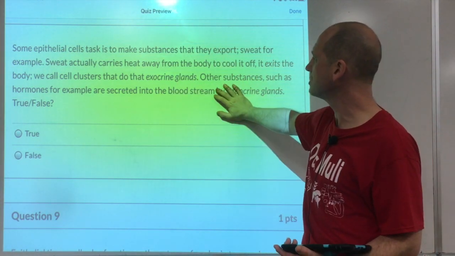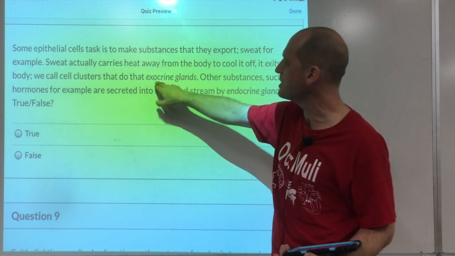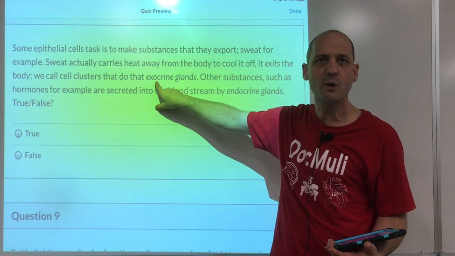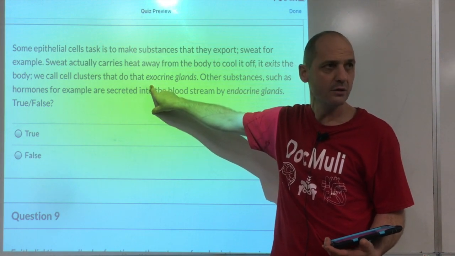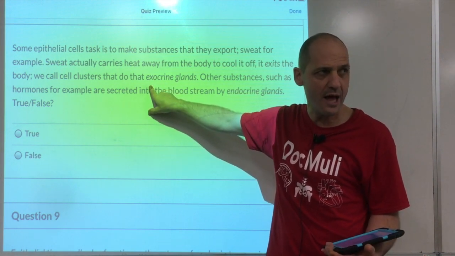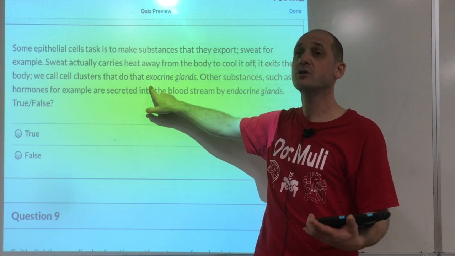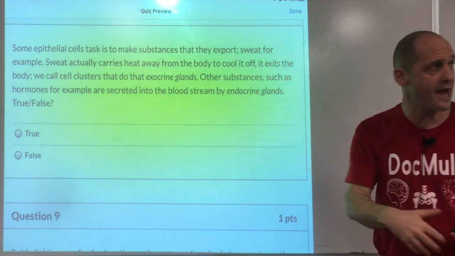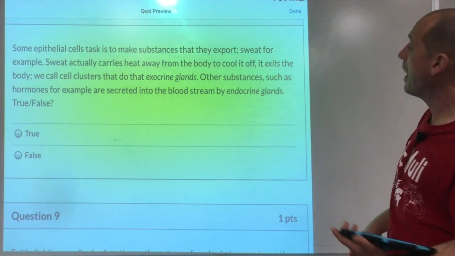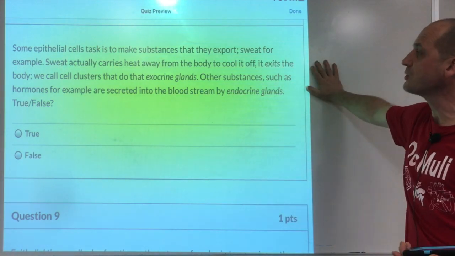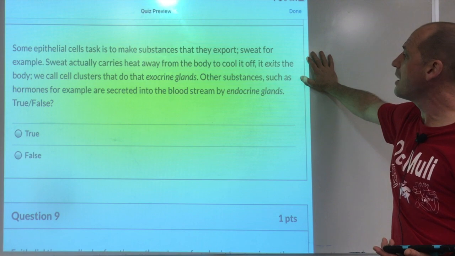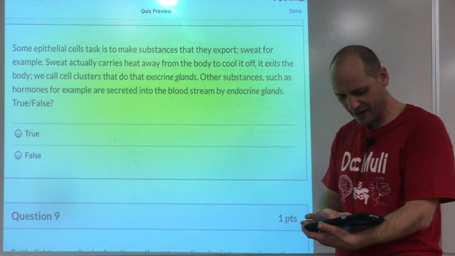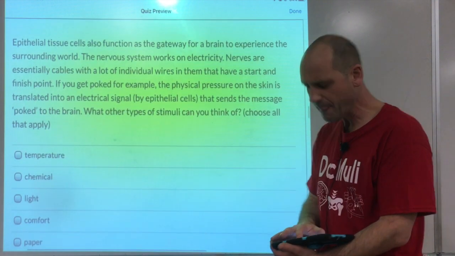We call these cell clusters exocrine glands because they secrete sweat to the outside of the body. The other ones are the endocrine glands, and those secrete substances into the bloodstream. That's the difference. Endo is inside, exo is outside. Other substances such as hormones, for example, are secreted. Oh, look at that. Is that true or false? True. I answered my own question. I should have read it beforehand.